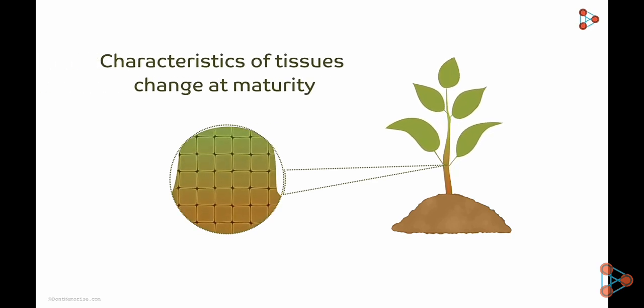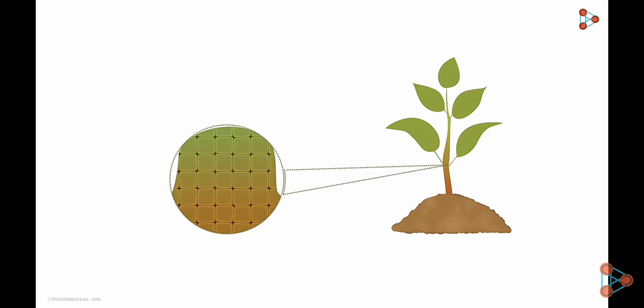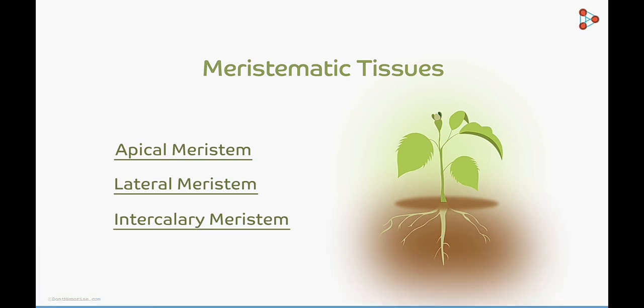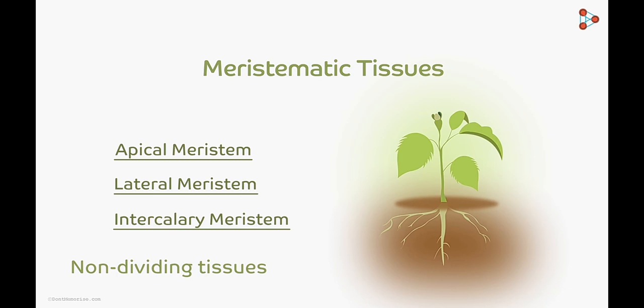Then they are differentiated into components of a single tissue. Division of labor takes place only after maturity. Until then, all the meristematic tissues exhibit the same function of simple growth of the plant. If these are the characteristics of the dividing tissues, what about the non-dividing tissues? Let us study them in our next lesson.